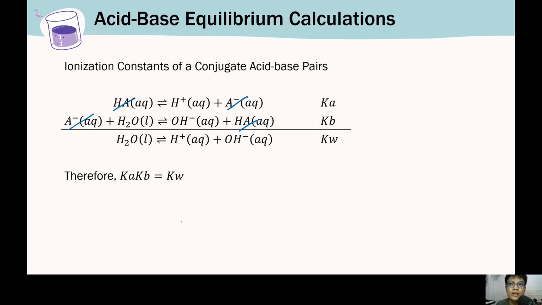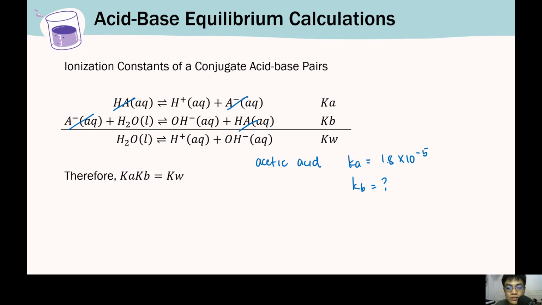Okay, so ibig sabihin yan, if given yung Ka and you're looking for the Kb, then you can use this equation. So let me demonstrate it to you. So suppose in acetic acid, the Ka is 1.8 times 10 raised to negative 5. Ngayon, hanapin mo yung Kb. Paano? So, you use this equation. Kapag given yung Ka, pwede mo mahanap yung Kb, and vice versa. Kapag given yung Kb, hanapin mo yung Ka, pwede. Because their product is just the Kw.